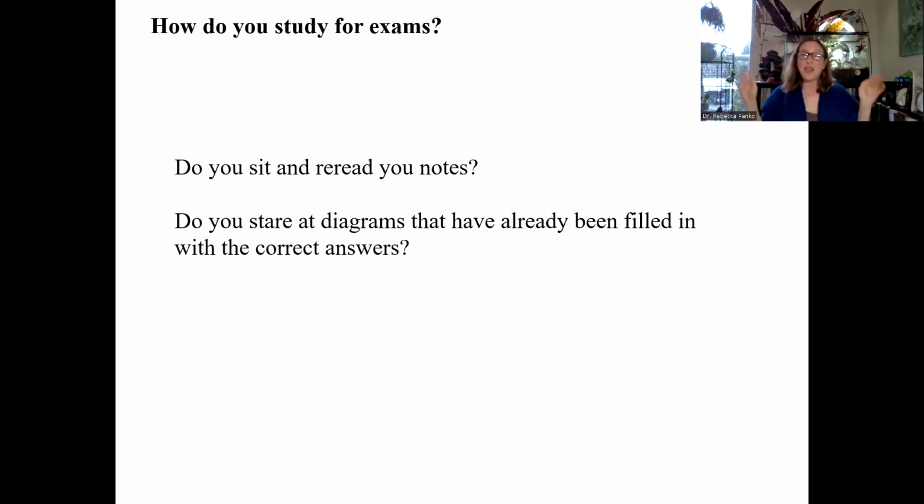Do you literally say, okay, everyone, leave me alone, I'm turning my phone to silent, I'm going to go study now? And if you're not turning your phone to silent while you're studying, you should do that too. Phones can be very distracting when you're trying to study. But do you literally say, okay, I got the book, I got my notes, maybe I have some diagrams already filled in with the correct answers, and I'm just going to sit and stare at them for a few hours?